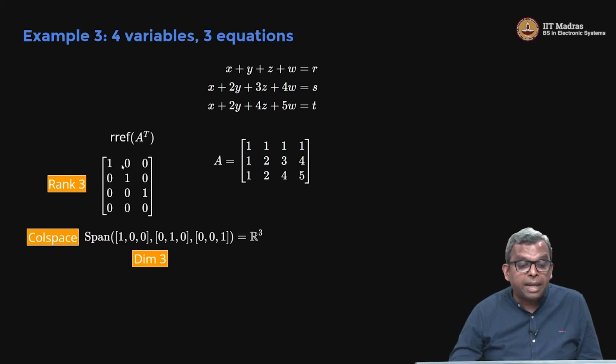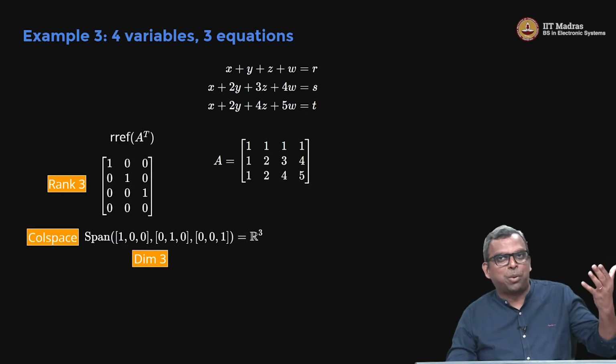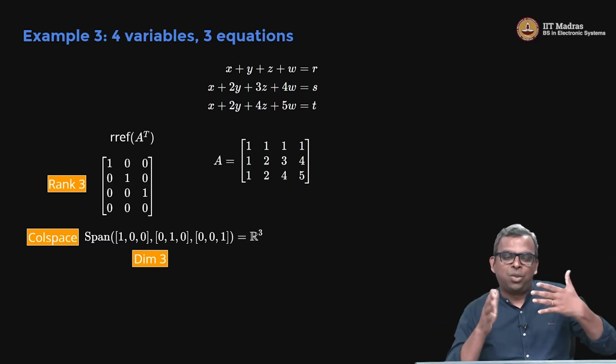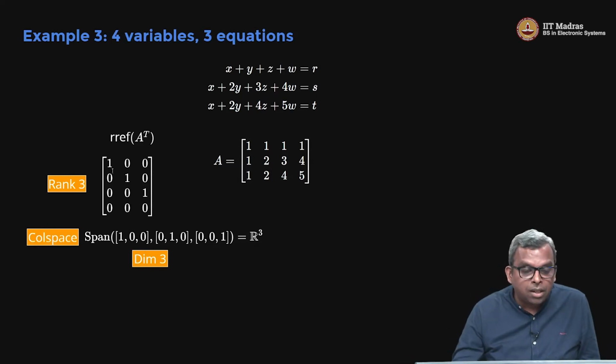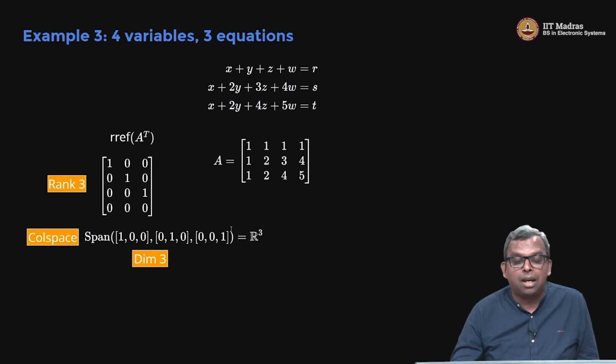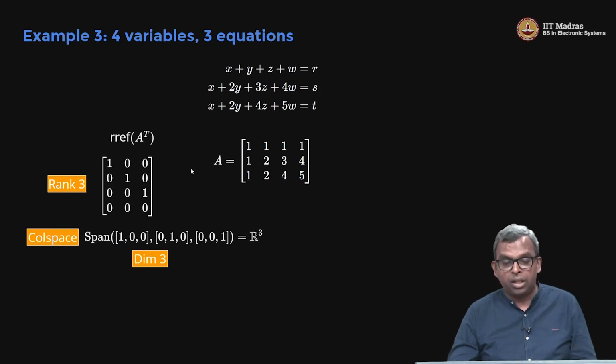So the column space of A is obtained through the RREF on A transpose. I was explaining why the columns have to become rows for you to do RREF easily. So that is the span of 1, 0, 0, 0, 1, 0, 0, 0, 1, and that ends up being R3. So dimension 3. This is the first thing we have figured out, the column space of A.